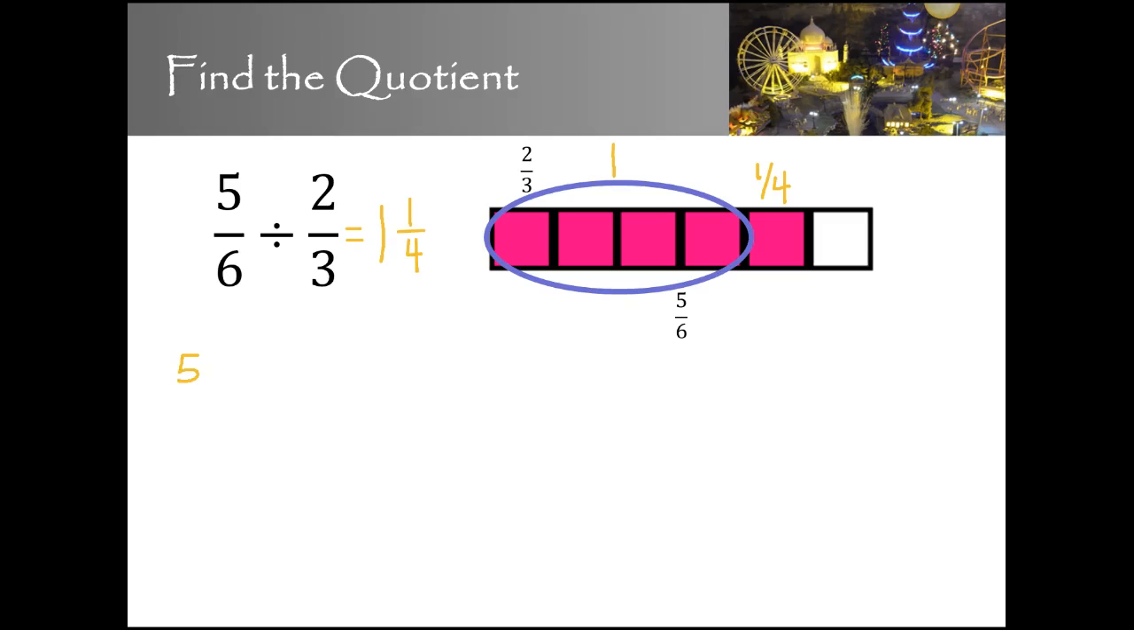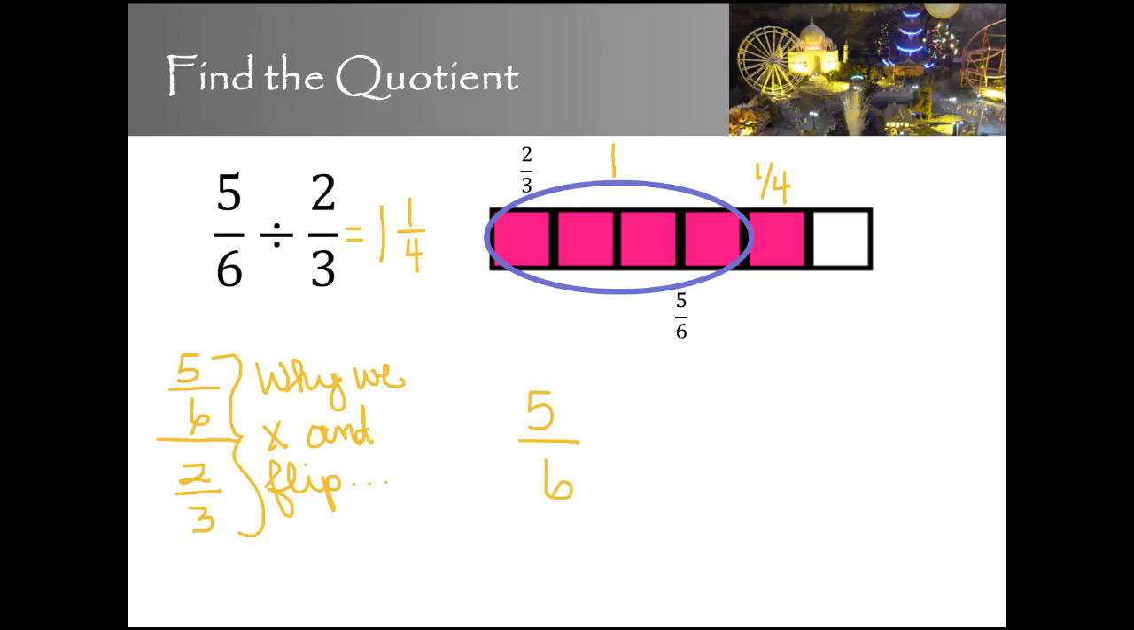Writing our problem as a complex fraction is how we get our algorithm, but we probably don't want to go through all those steps every time. So let's solve this one using just the standard algorithm. We start with our first fraction, which is 5/6. We change division to multiplication, and we multiply by the reciprocal of the second fraction. In other words, we flip that second fraction over, so we multiply by 3/2.